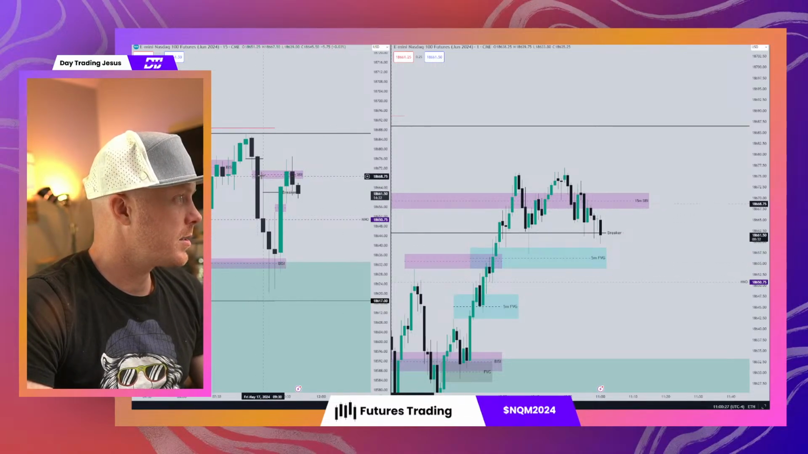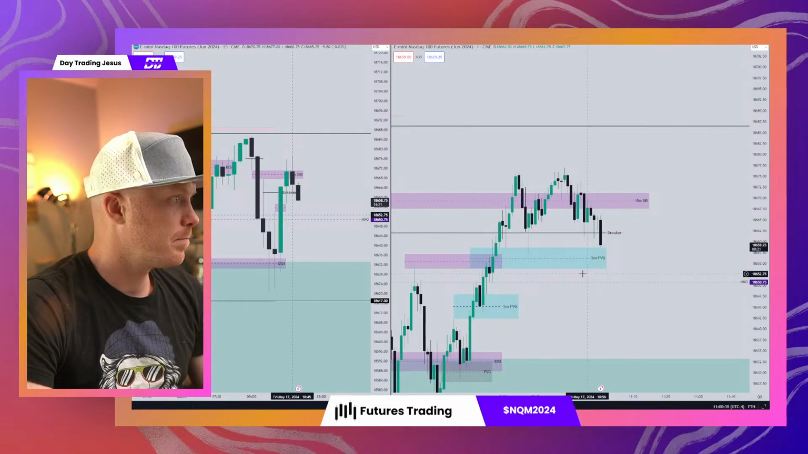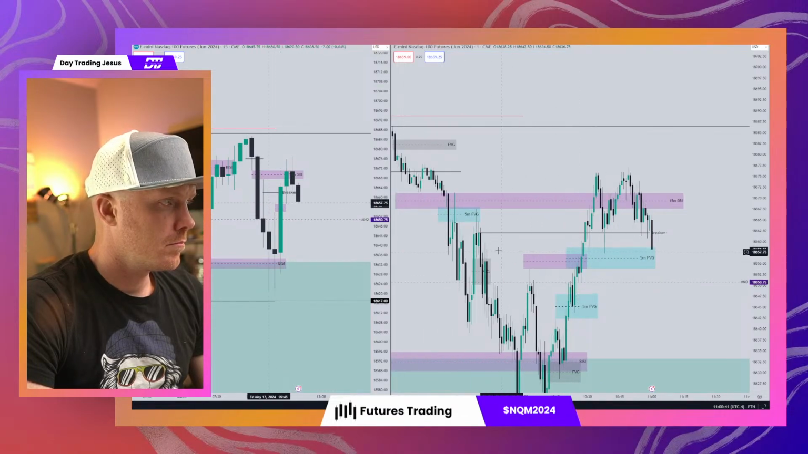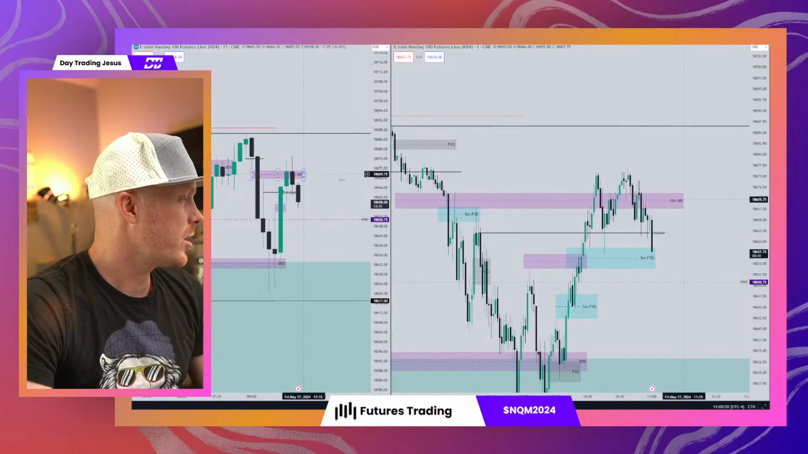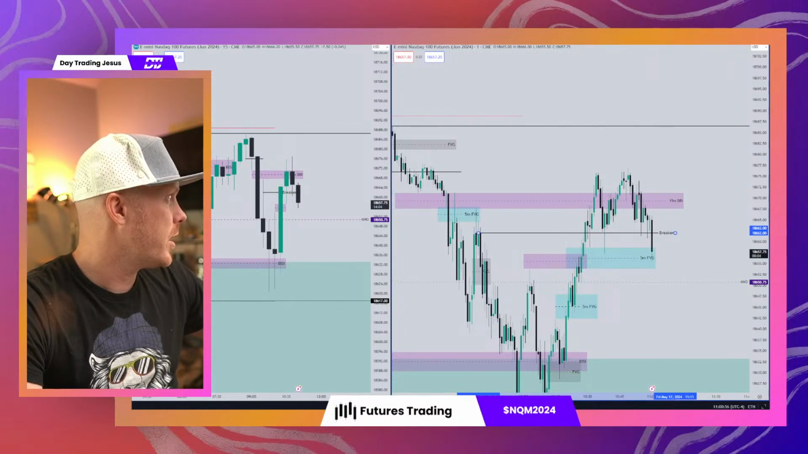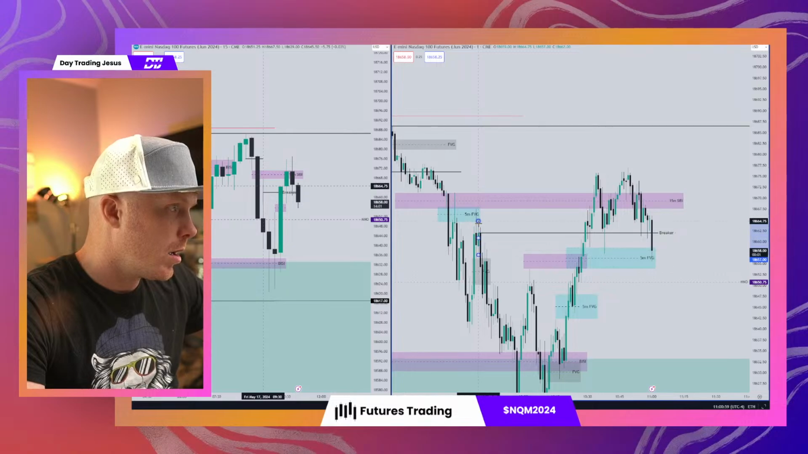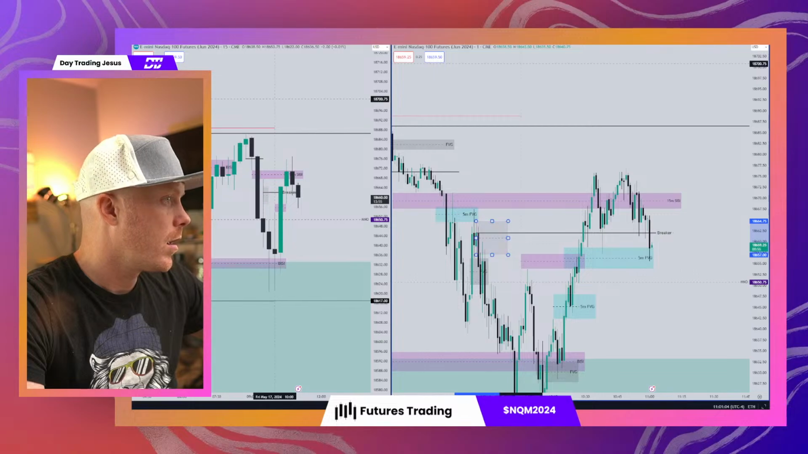So we respected this 15-minute SIBI. We have this 15-minute BISI. See how price wants to come into it. Okay, I'm watching this breaker bar here, but the breaker bar actually is this whole candle right here. That's the breaker bar that I'm watching. Let's turn that orange.